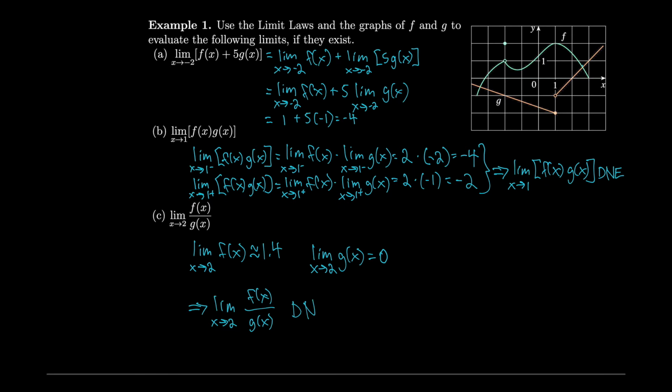We're going to see later on that when our numerator approaches 0 and our denominator approaches 0, sometimes the limit will exist. It becomes an indeterminate form. But for now, whenever we see a numerator approaching a specific value and a denominator approaching 0, we know the limit does not exist.